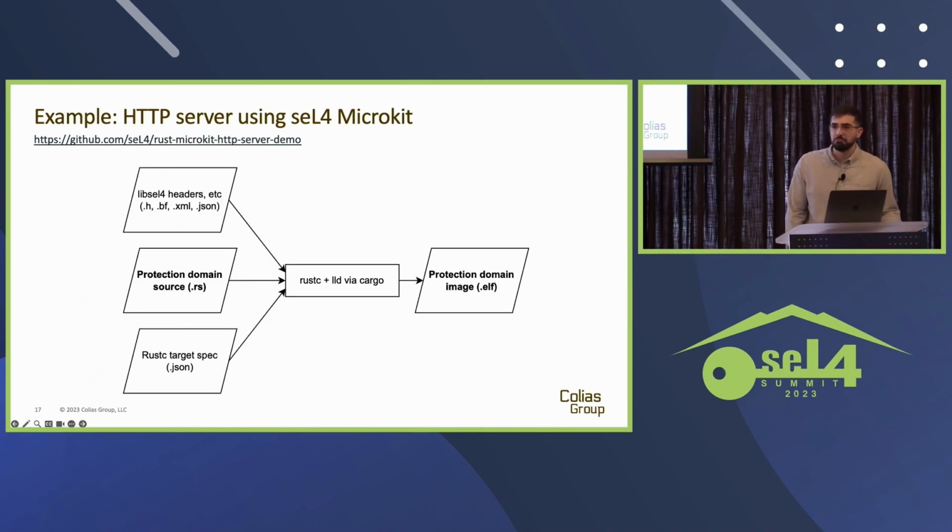The main ingredient is, of course, our Rust code. We also need the libseL4 headers and interface description files. I'll talk more about that in a second. Finally, we need a Rust-C target specification. This is a little JSON file that the Rust compiler understands that has a few LLVM parameters and some linker flags and a little bit of other stuff.